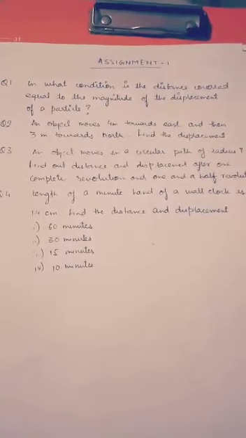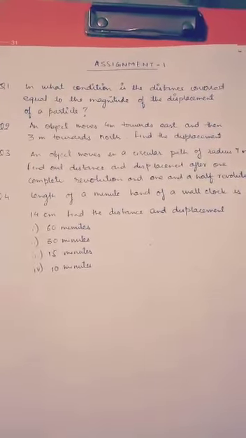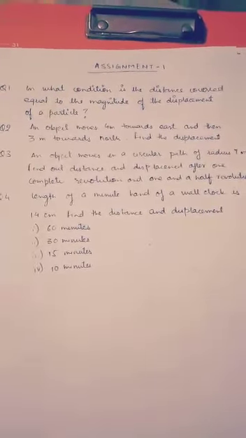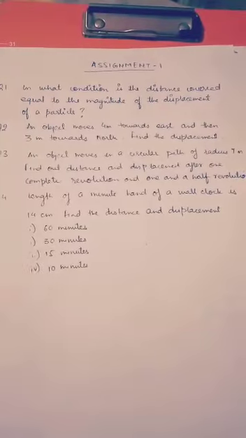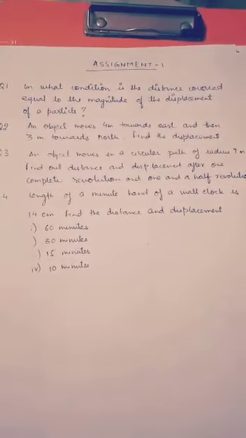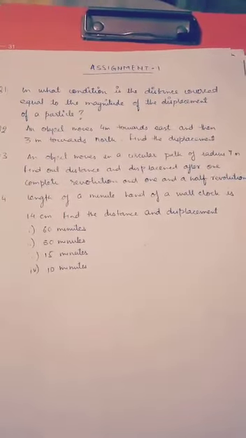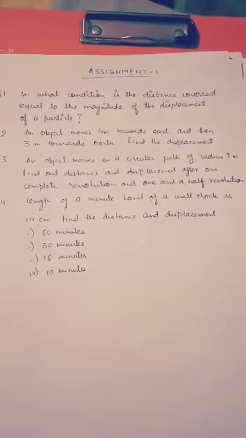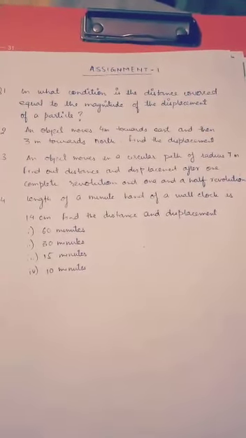The third one is: an object moves in a circular path of radius 7 meters. Find out distance and displacement after one complete revolution and one and a half revolution. Again, draw the diagram and then do it.